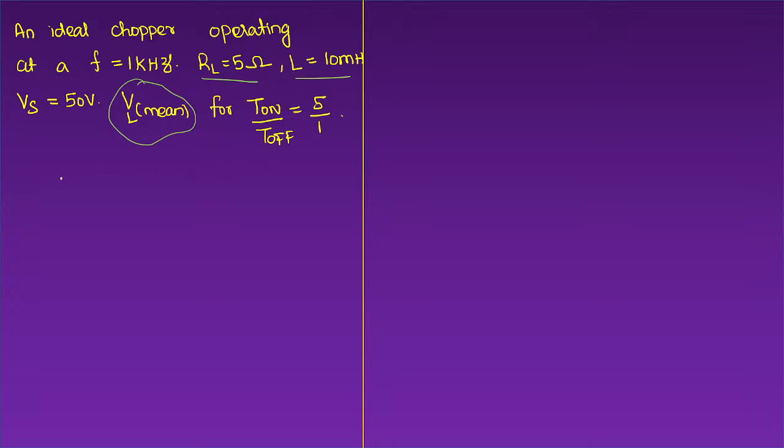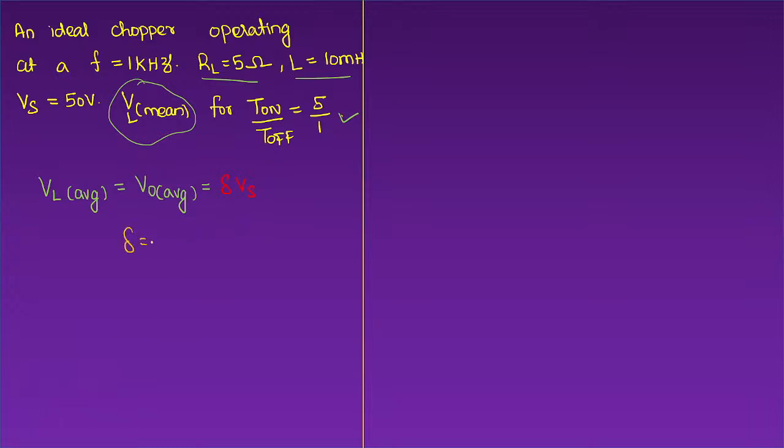What they have given is the on time to off time ratio. Simply they are asking the output voltage. Mean voltage, or load voltage, is simply called the average output voltage. So they are asking what is the output average voltage. The formula to estimate this value is delta times of supply voltage Vs.